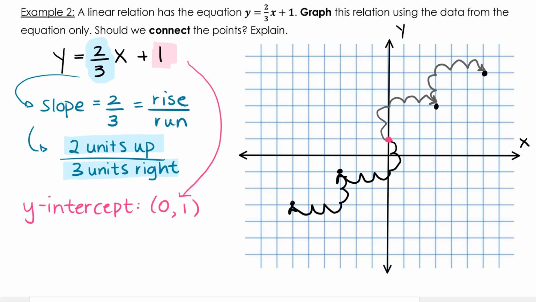Now I'm going to erase all these ugly lines that showed my counting. You do not need to include those. That was just to show you where all of our points are coming from. Now grab your ruler and connect the points.